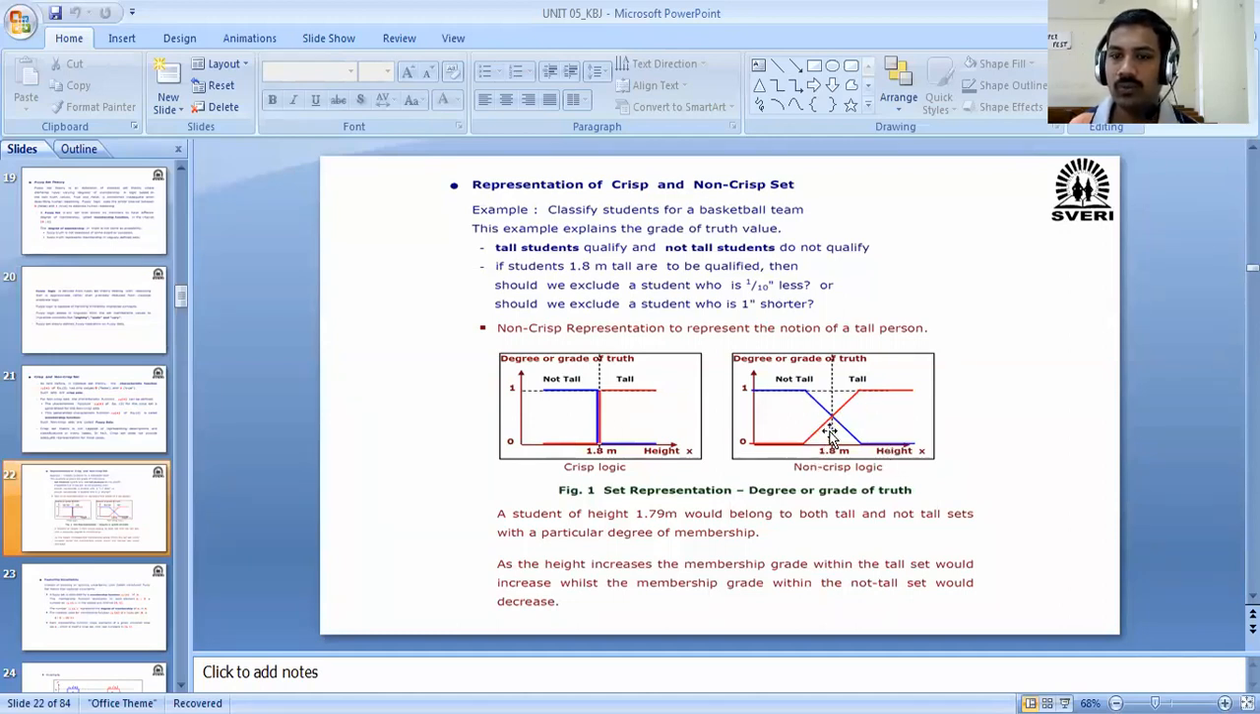Okay, the graph, if you represent, suddenly here in crisp logic you will find suddenly whether it is tall or not tall. If it is tall then accepted, not tall it is rejected. But here if the height is less than the 1/10 then we can accept that student or qualify that student. But here it is difficult to find.